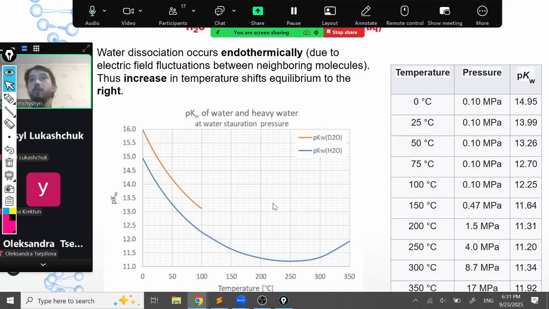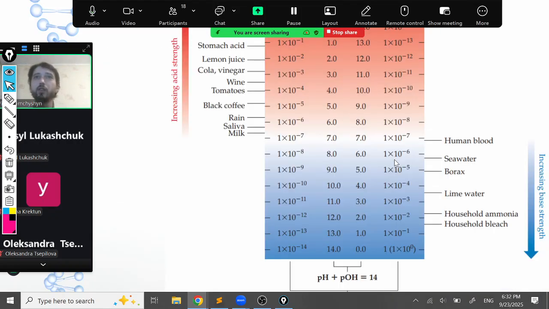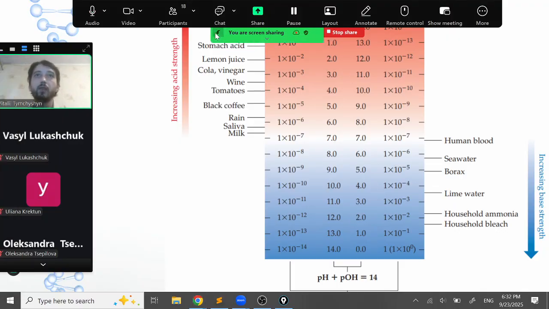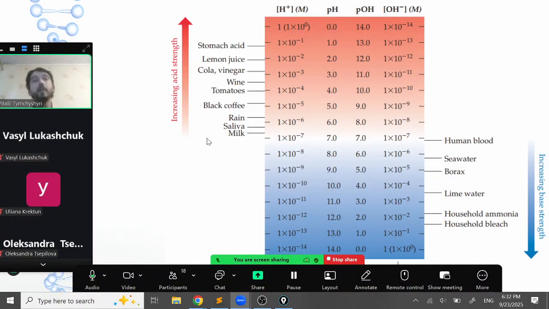Just a small reminder that pKw is a result of measurement, and it may depend on different parameters. For example, water dissociation occurs endothermically due to electric field fluctuation and so on. So an increase in temperature shifts the equilibrium to the right. Thus, by increasing the temperature, you see that pKw gets smaller and smaller. We will not use this much, but just for you to notice that it may depend on the temperature.